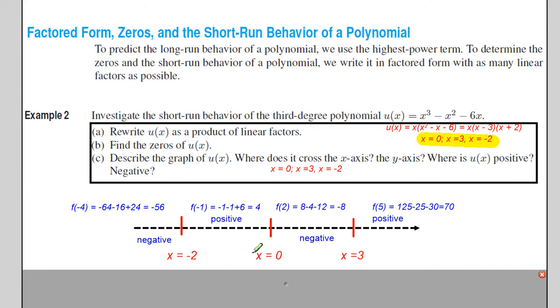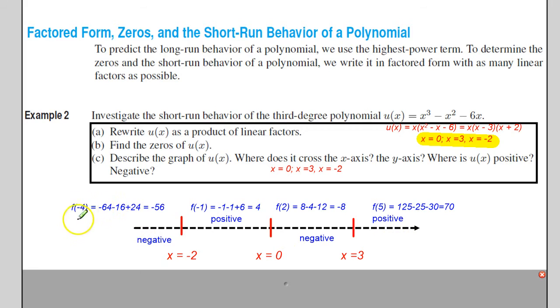The first thing I did was set up a number line, and the important points were the zeros in numerical order: -2, 0, and 3. Then I broke up the number line into 4 intervals. This interval is all values less than -2. This interval is all x values between -2 and 0. This interval is all x values between 0 and 3. And this interval is all x values greater than 3.